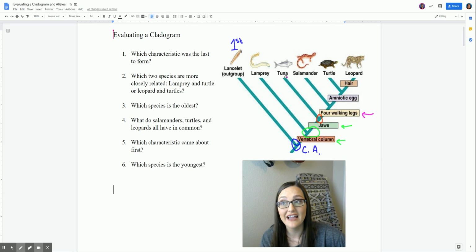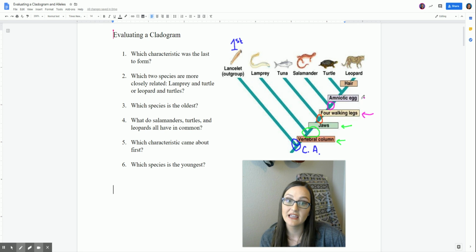So clearly the tuna has no legs, right? Fish do not. And so from that common ancestor onward, these organisms developed 4 walking legs. So let's keep going. Okay, so then we have another common ancestor here. So what is something that the salamander does not have, but the turtle and the leopard do?